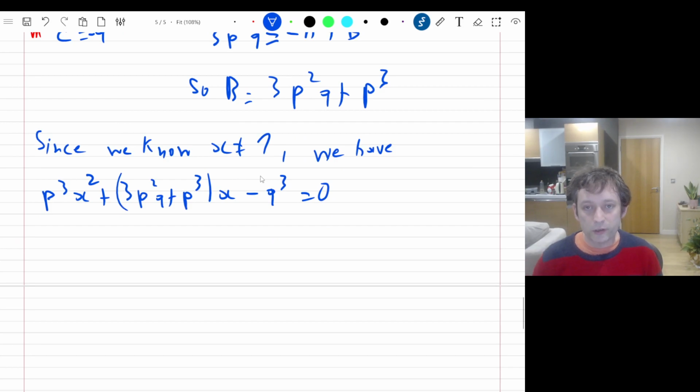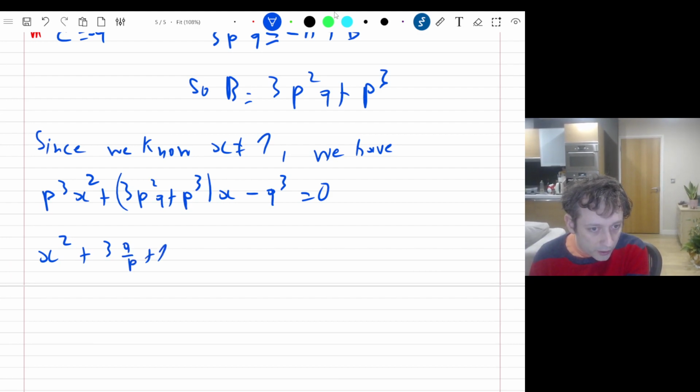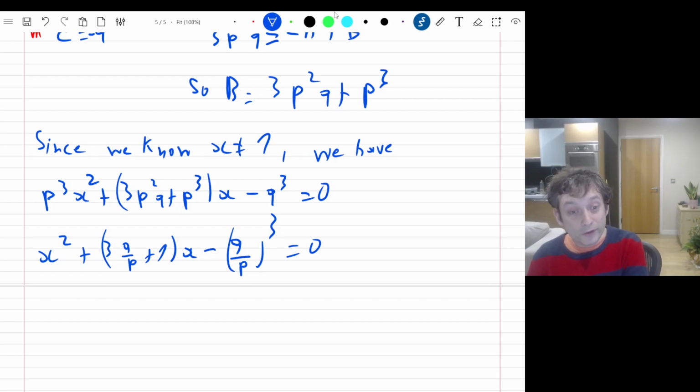And as you know, the best way to solve quadratics, well, maybe you don't know. The way I prefer doing it is simplifying. So we're going to get just x squared in front, so we divide everything by p cubed, basically. So if you think about it, we get x squared plus 3q over p plus 1 times x minus q cubed over p cubed equals 0. You see all of a sudden it's like q over p is the important thing, not just p or q, it's really just q over p. And having this, I can write down the solution pretty directly.